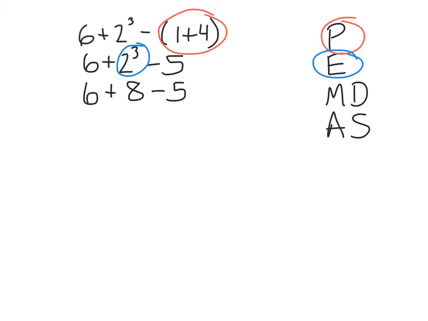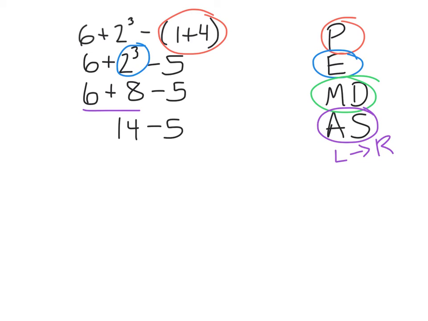Now we will go over to our multiply or divide part, and you notice we do not have any multiplication or division in this problem. Lastly, we get to add or subtract, and please again remember that this means you need to go from left to right. So our first thing that comes on the left is 6 plus 8. 6 plus 8 is 14. And then we subtract 14 minus 5, and we get 9.